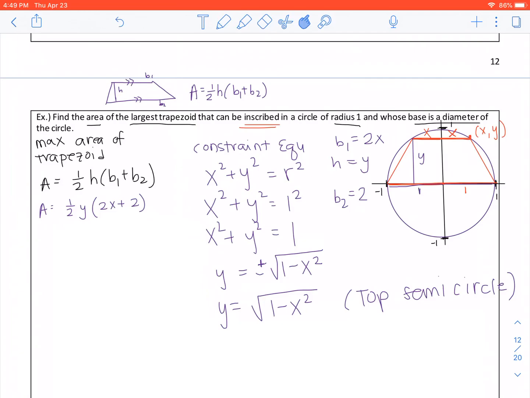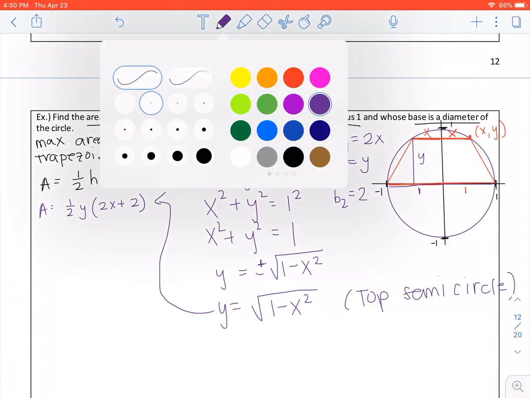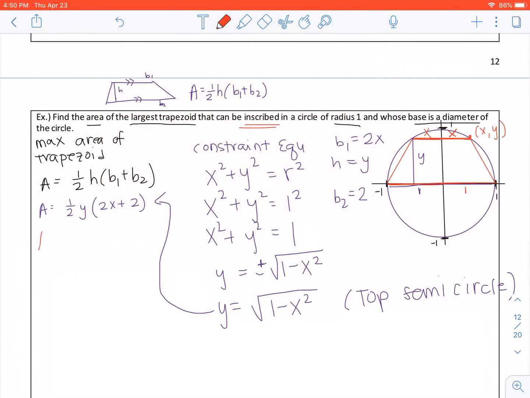So once we have this, we are going to go ahead and substitute our constraint into our equation up above. We can simplify it later, but we will substitute that in. Before we do that, though, I'm going to go ahead and rewrite this. And if you notice, you can factor out a 2 from your parentheses, and it will simplify with the 1/2. So this will become y times x plus 1. And so we will substitute it into our simplified equation, which is here.